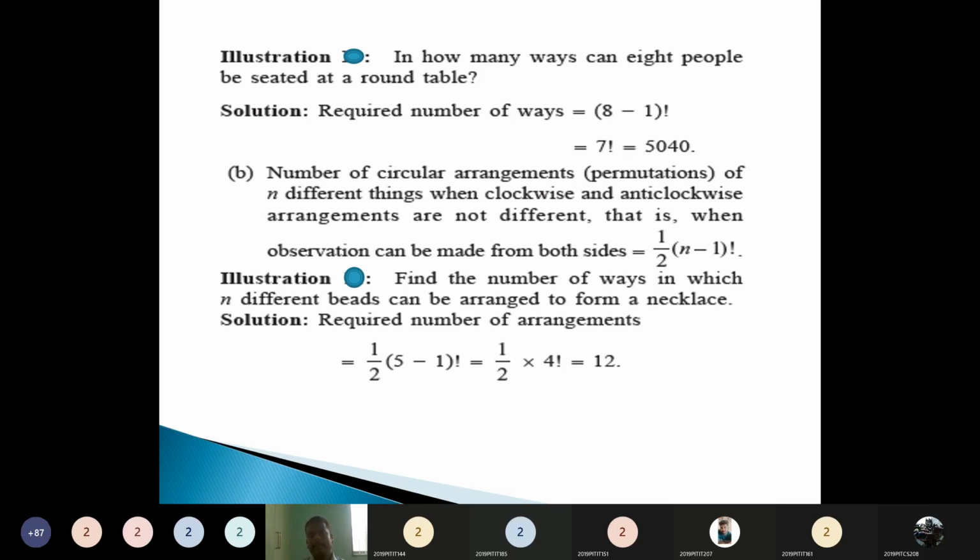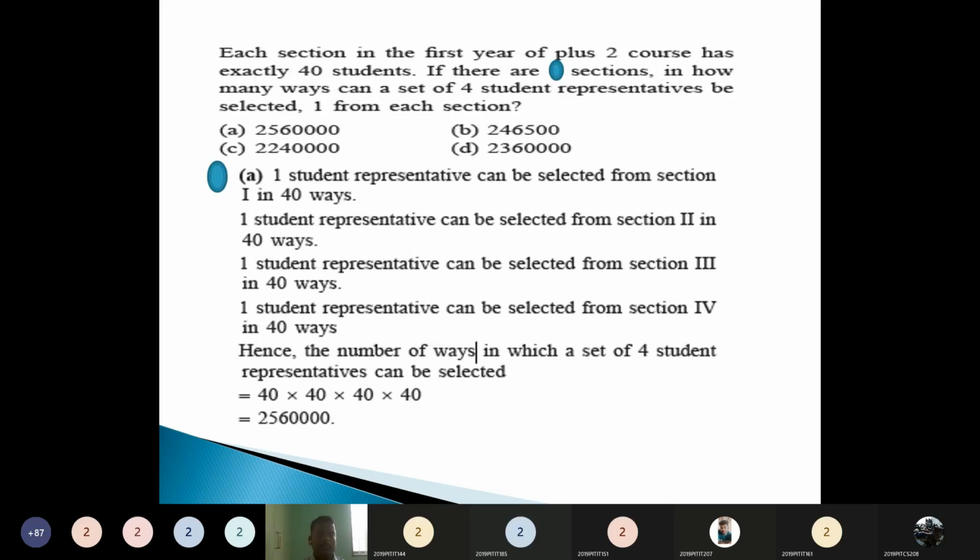I mean round table like concepts. These are all concepts along with simple examples. Next, we will move on using this concept. We are going for the problems.